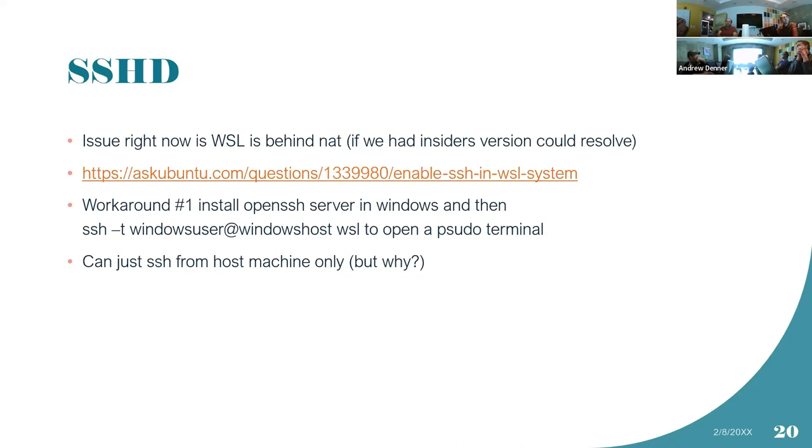Now there is a workaround: you can install OpenSSH on your Windows machine and then run the command, basically SSHing into it. So that's SSH in the PowerShell to WSL. Basically, you use your Windows as a jump host. Can you use JS Linux as your SSH?